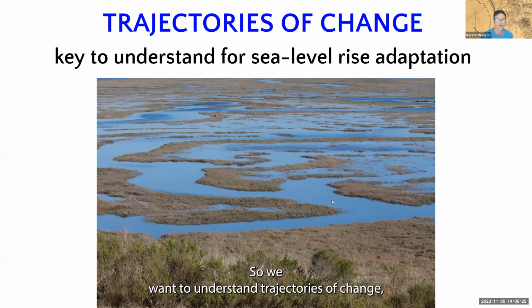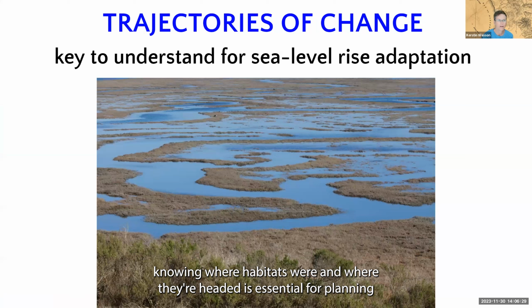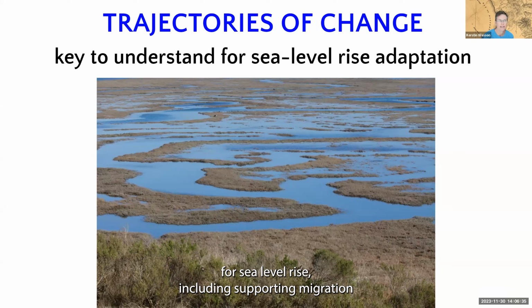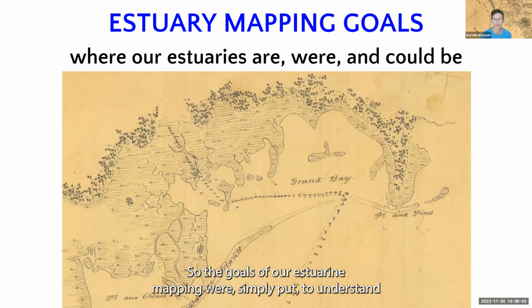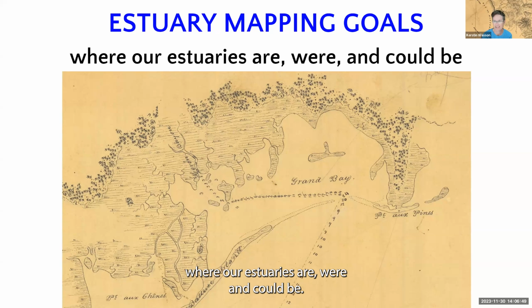So we want to understand trajectories of change. Knowing where habitats were and where they're headed is essential for planning for sea level rise, including supporting migration of valued habitat types. So the goals of our estuarine mapping were, simply put, to understand where our estuaries are, were, and could be.